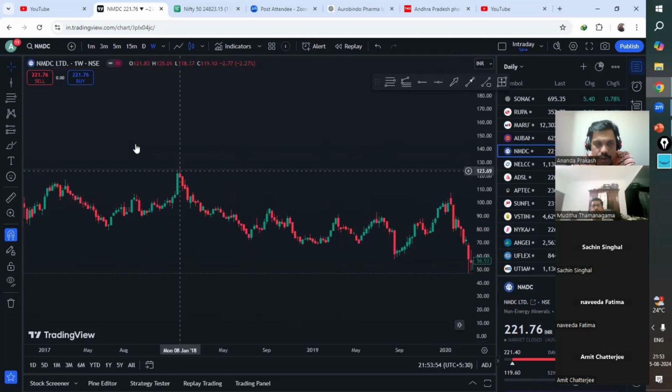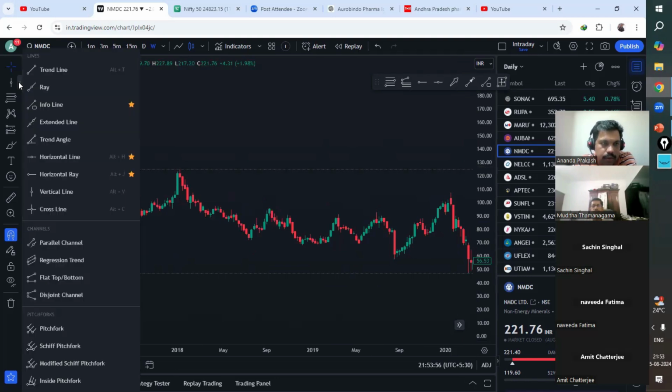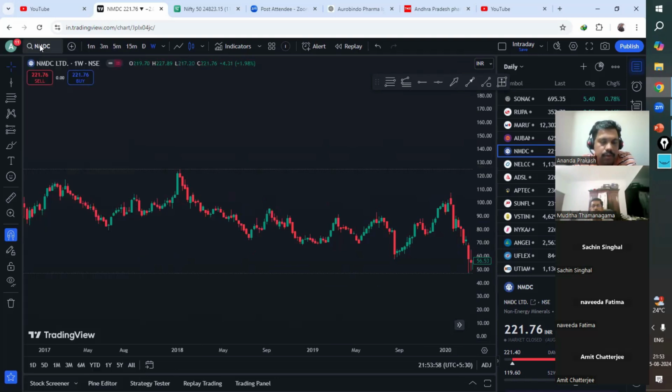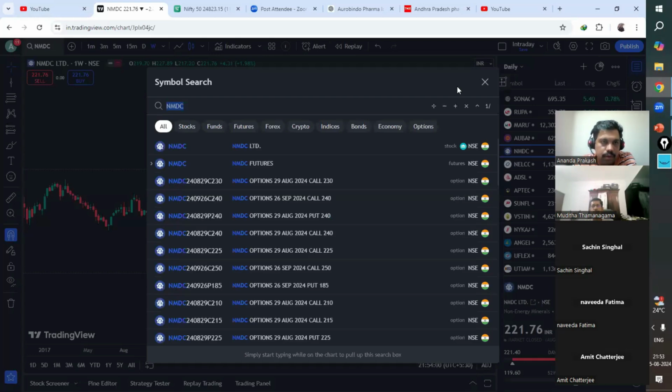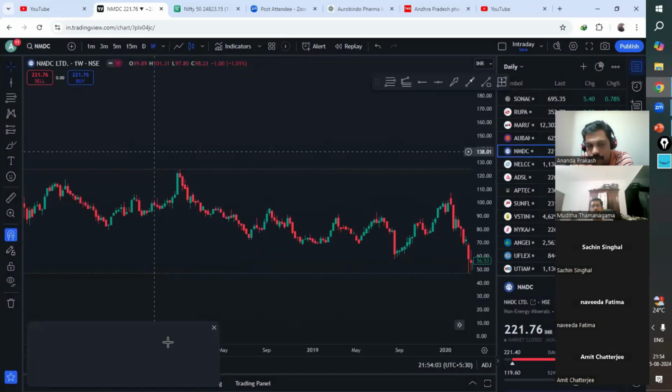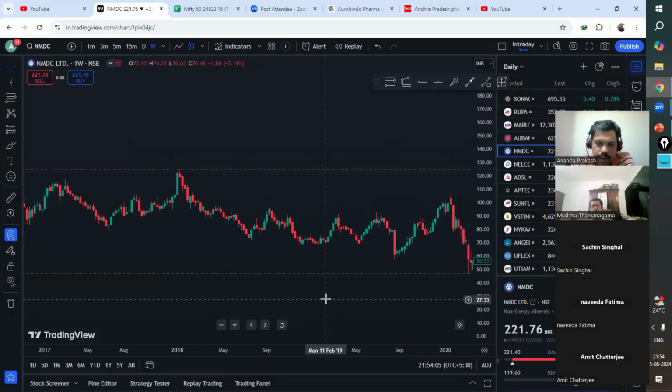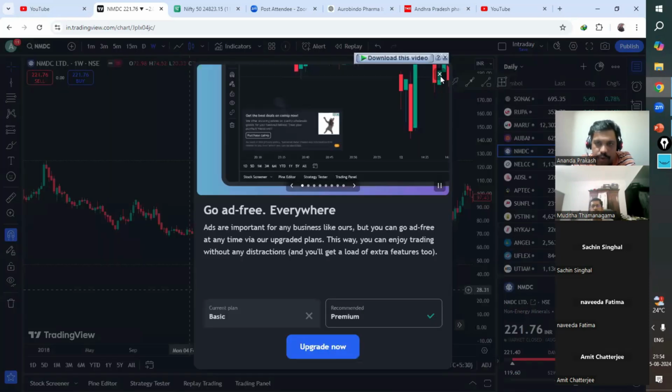Let me take this point. I am on the weekly chart right now. This is a weekly chart. I can take even a daily chart also. So right now I am on the weekly chart.